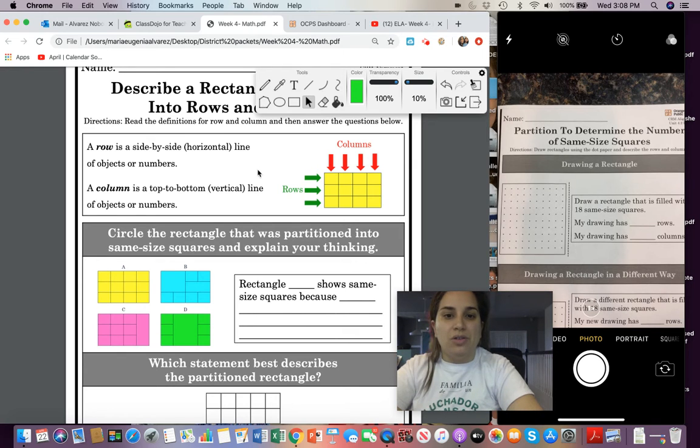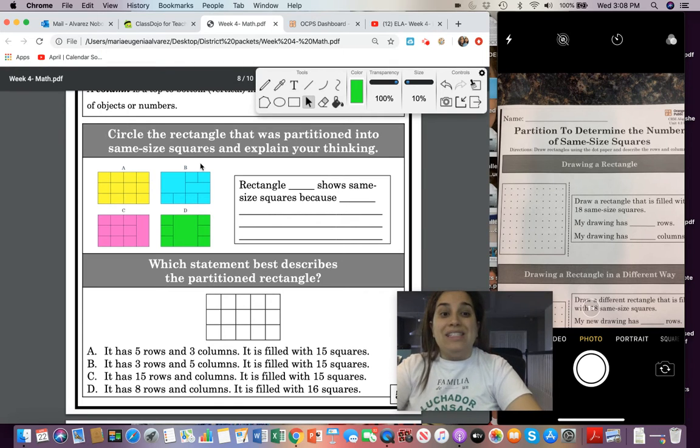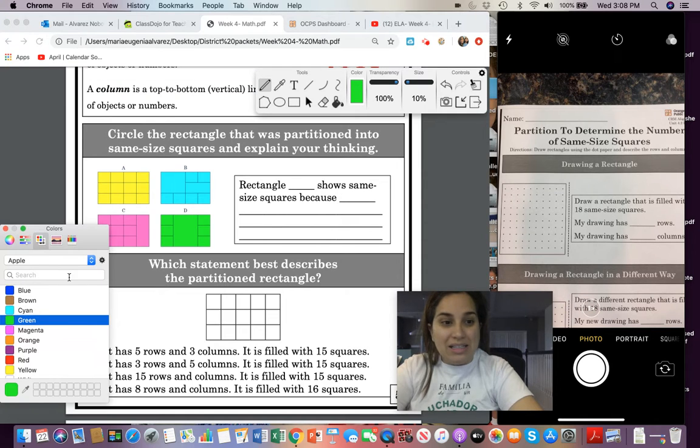All right, so these in green are the rows, and these in red are the columns, okay? Up and down, side by side. All right, so your job today for Thursday is to circle the rectangle that was partitioned into the same size squares and explain your thinking. Same size square.